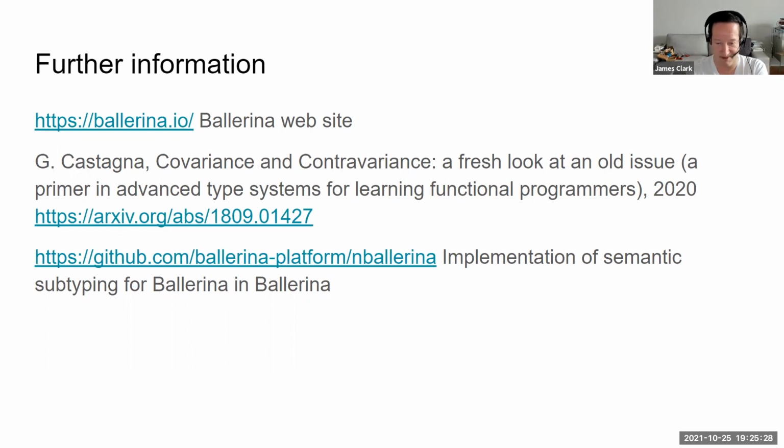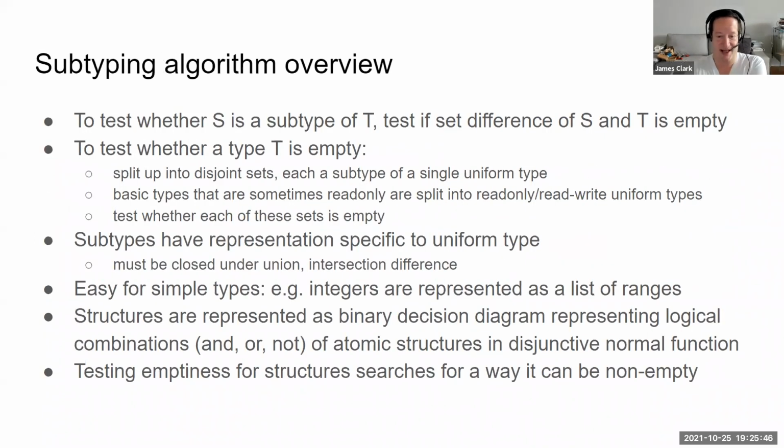He's written a bunch of papers over the years. There was one called Gentle Introduction to Semantic Subtyping, which I found completely incomprehensible. But this one actually is quite easy to understand. It has actual algorithms and stuff, and so this is what we've used to implement it.